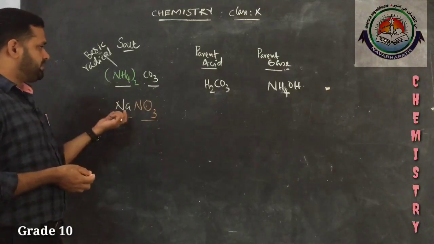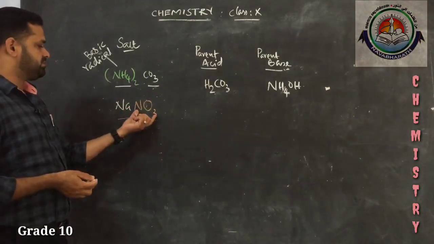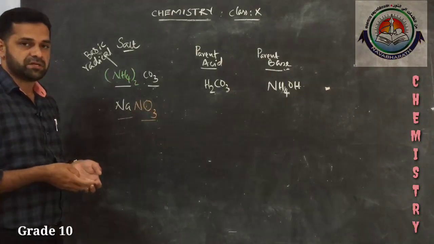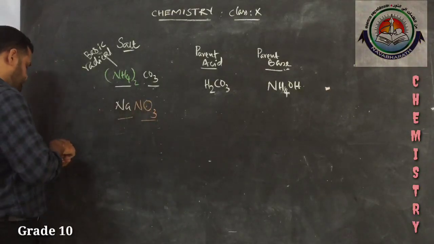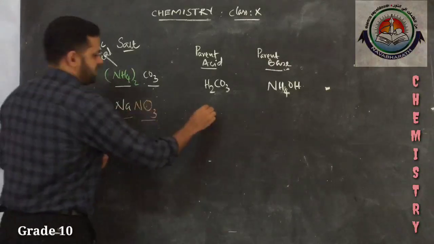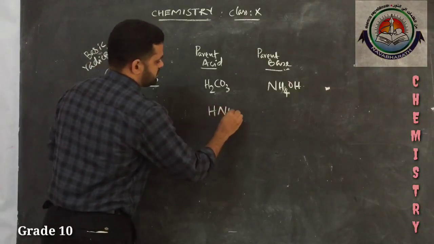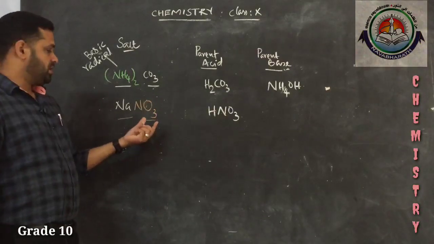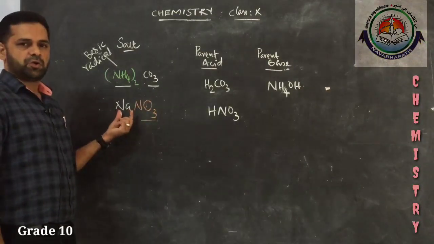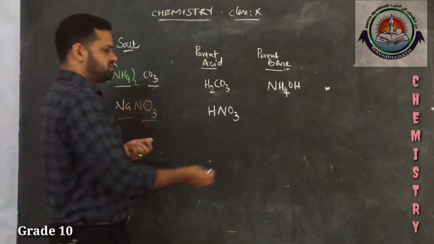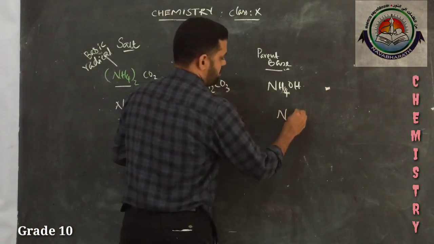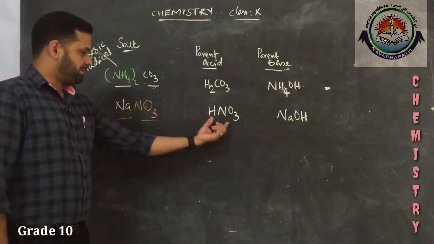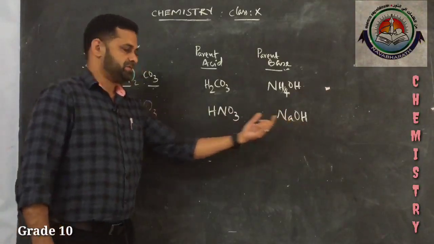Which is the acid that is related to nitrate, NO3? We know the formula of nitric acid. What is the formula of nitric acid? HNO3, isn't it? So nitric acid is the parent acid. And for Na, the hydroxide of sodium, what is that? Sodium hydroxide, NaOH. So this is the parent acid and this is the parent base.